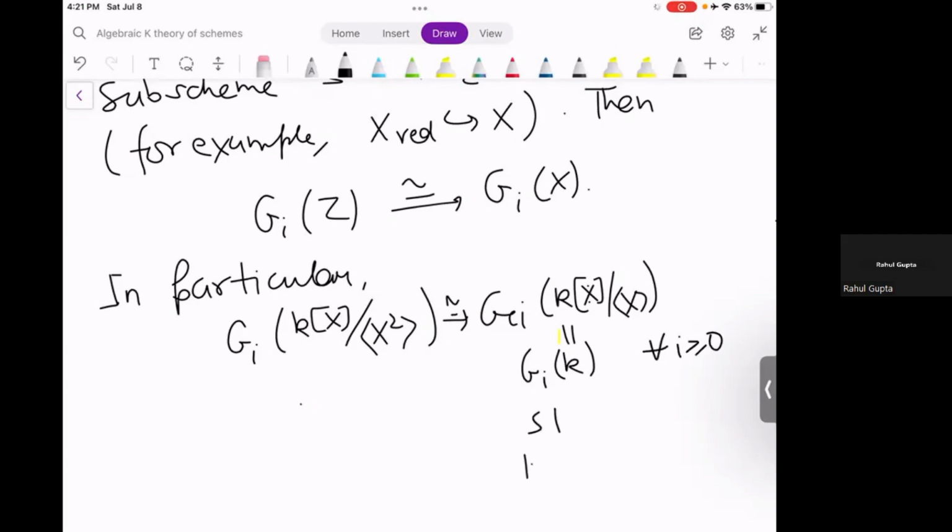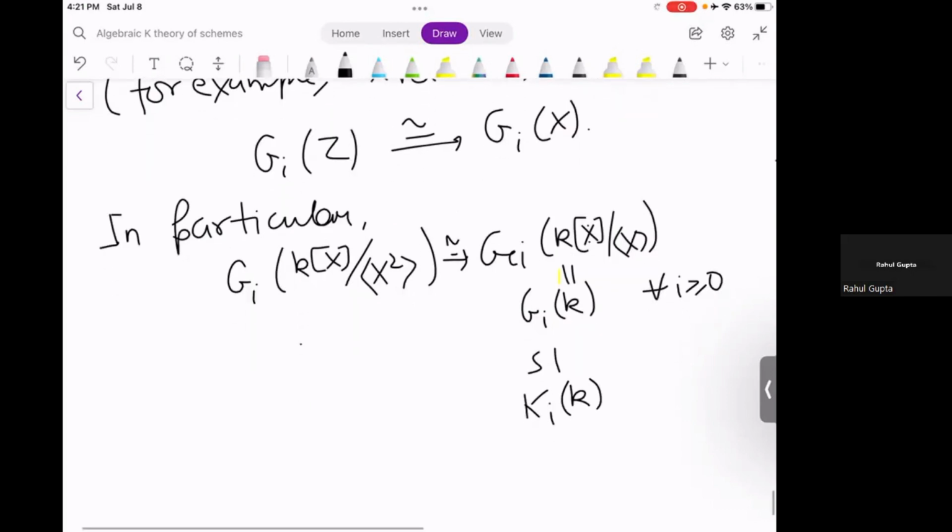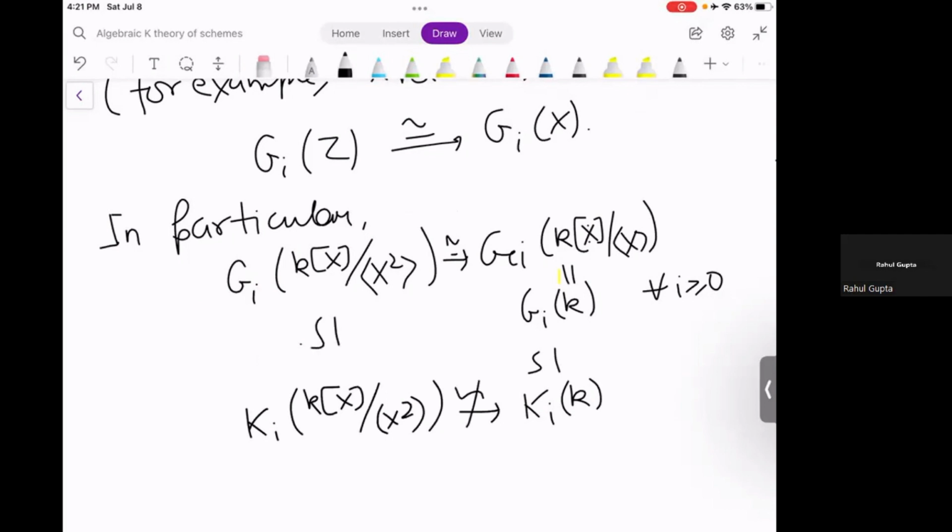But what happens? As I said, for smooth things they are the same, and every field is smooth or regular basically. But you know that these two things are not the same in general. K theory of a thickened point is not the same thing as K theory of X. It doesn't happen. So in particular, G and K theories are also very different for thickened points, for non-reduced schemes.